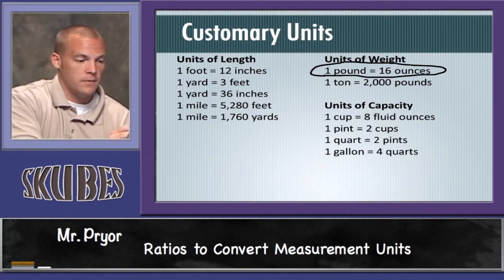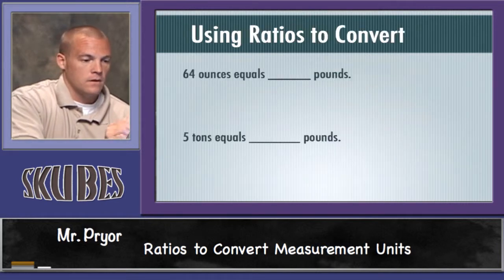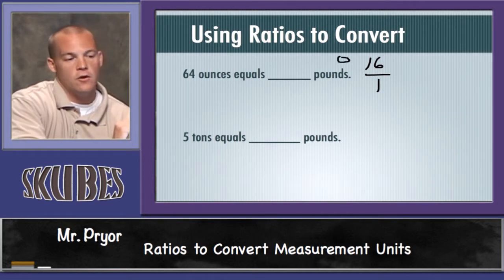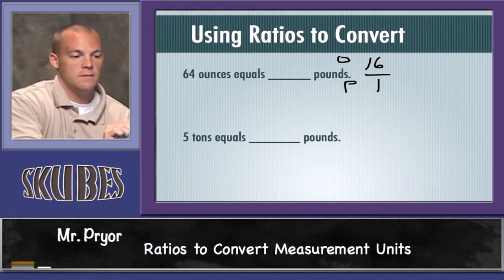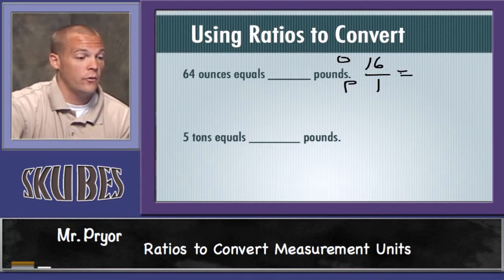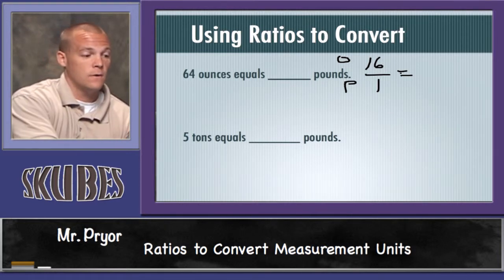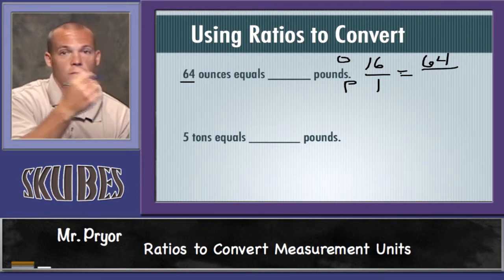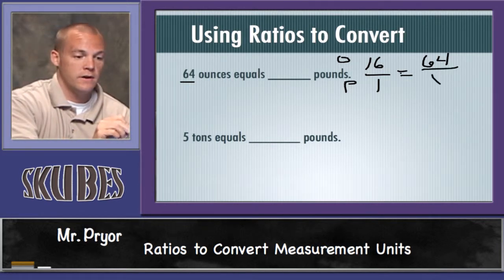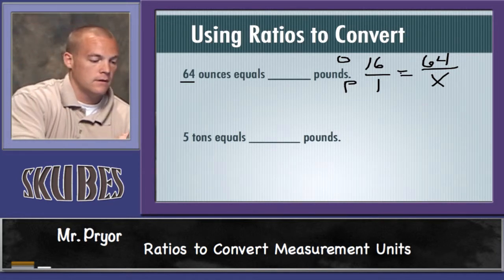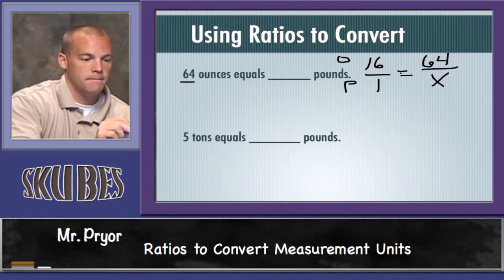So going back to our example, we have 16 ounces over 1 pound. So that's ounces. I'll put an O for ounces and a P for pounds. We need to make sure our second fraction represents that in the same order. So we know how many ounces we have. We have 64 ounces. So that's going to give us 64 on the right side. Over what? We don't know. So we put a variable. And again, you can use any letter you want. I just choose to use X. And then we're going to cross multiply.